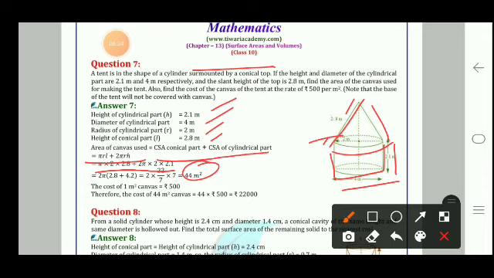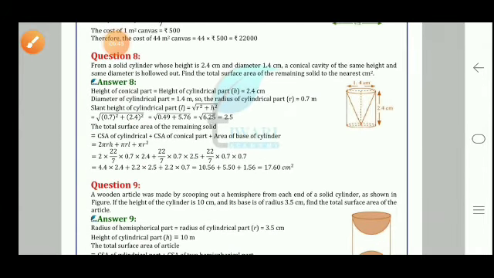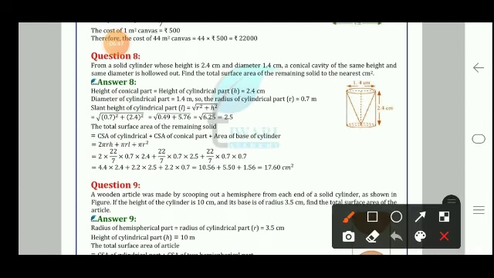Now we have to find the total cost. So the total cost is area into rate. So that is rupees 500 into 44, which is equal to 22,000. That is the answer. Then question number 8, what is given to us? It is given that from a solid cylinder with height 2.4 and diameter 1.4, a conical cavity is taken out. This is the conical cavity taken out of the same height and the same diameter as the cylinder. Find out the total surface area of the remaining solid.